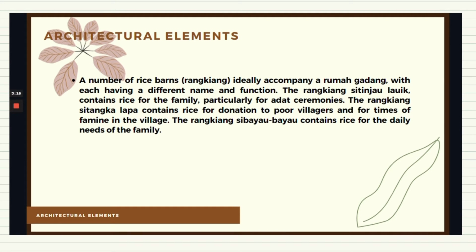A number of rice barns, in other words rangkiang, ideally accompany a rumah gadang, with each having a different name and function. The rangkiang Sitinjau Lawik contains rice for the family, particularly for adat ceremonies. Second is the rangkiang Sitangka Lapa, which contains rice for donation to poor villagers and for times of famine in the village. And last one is the rangkiang Sibayau-bayau, which contains rice for the daily needs of the family.